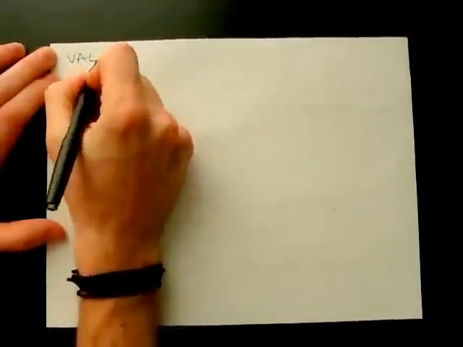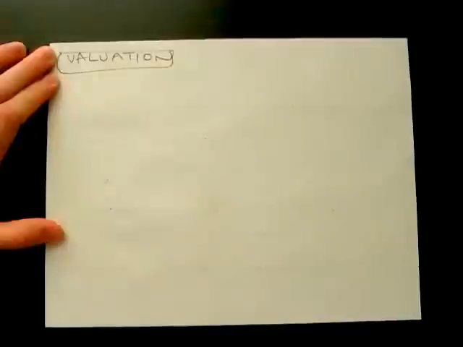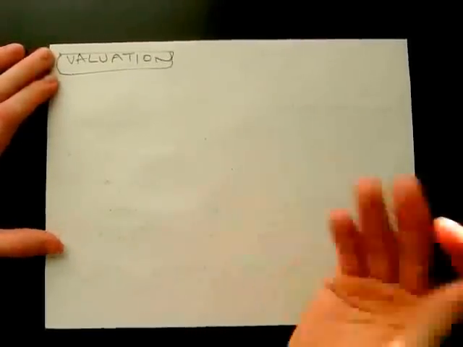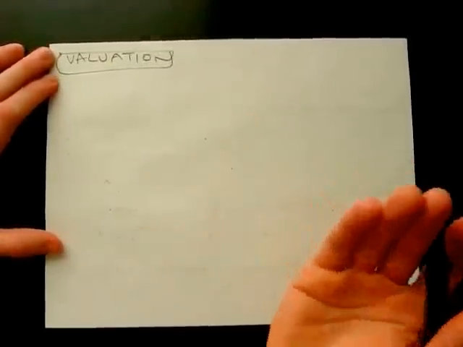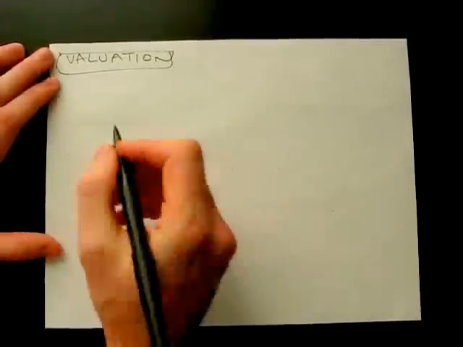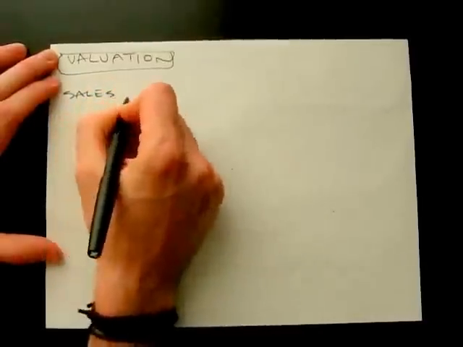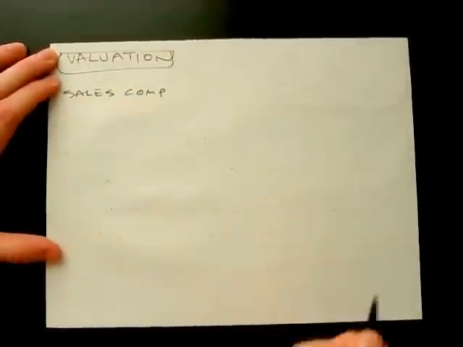For this lesson, we will talk about property valuation. How do you value a property? How do you know what a property is worth? There are three primary methods. First one we'll start with is the sales comparison method.